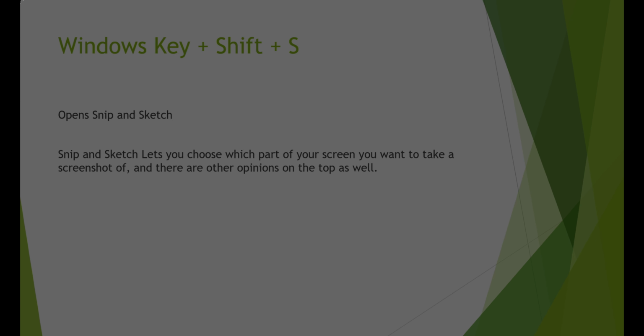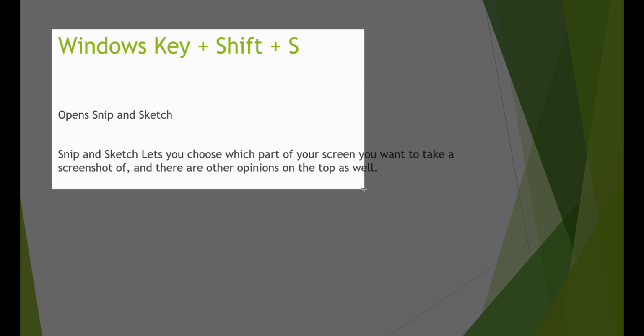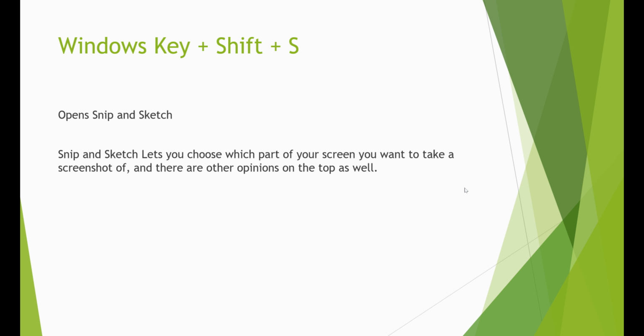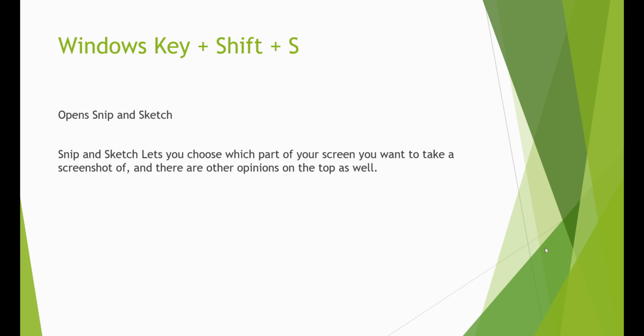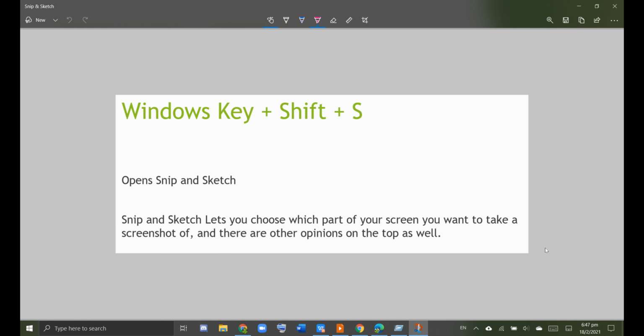So over here, I'm going to take a rectangular snip. Over here, I'm going to snip this. And then they'll send you a notification here. Then if you click on it, you can edit it.